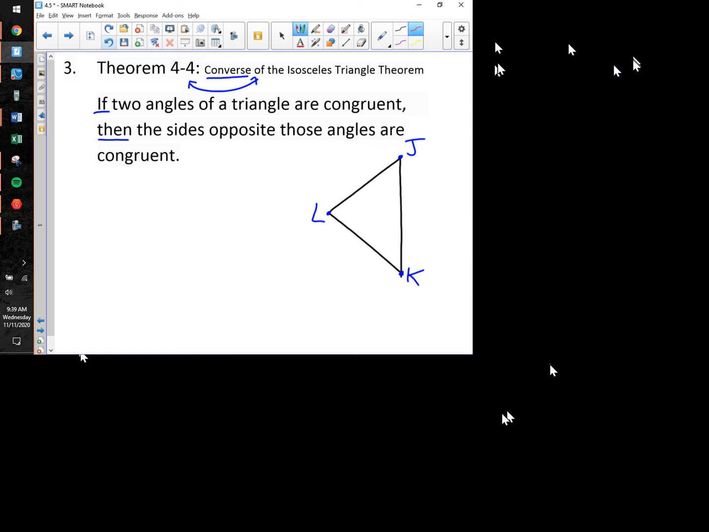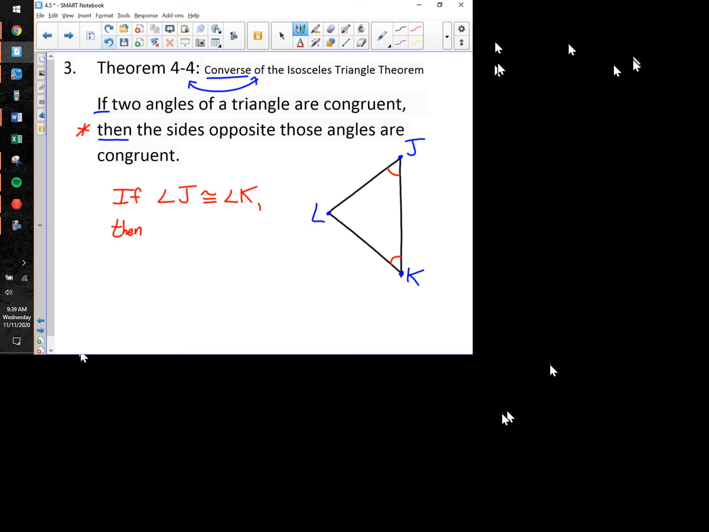And now the hypothesis says that two angles of that triangle have to be congruent. So I'm going to say, everybody, that angle J is congruent to angle K. That's the hypothesis. If angle J is congruent to angle K, all right, then let's go back up and read the formal version of it right here. Then the sides opposite from those angles are congruent. Well, I think you know where we're going with this.